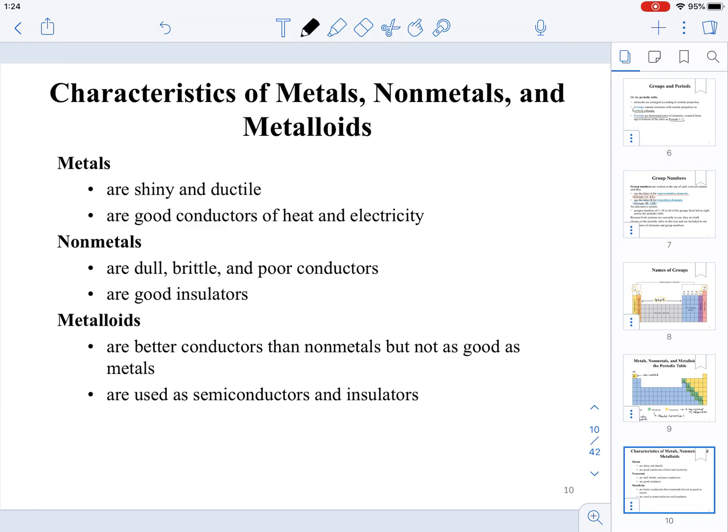Now, each one of these characteristics, meaning if they're metal, non-metal, or metalloid, have some common characteristics between all of them. So one of the things is that metals tend to be shiny, and they're actually ductile. Ductile means that they can be molded into wires. Now, metals generally are good conductors of heat and electricity. Now, when it comes to non-metals, they tend to be dull and brittle, and they're actually poor conductors, but they are good insulators. Metalloids, on the other hand, are better conductors than non-metals, but not as good as metals, and they are utilized as semiconductors and insulators.